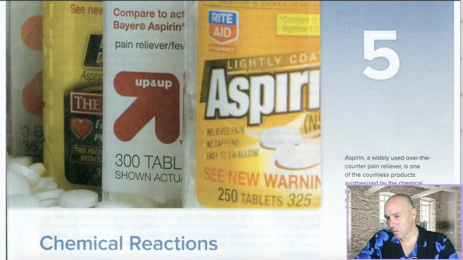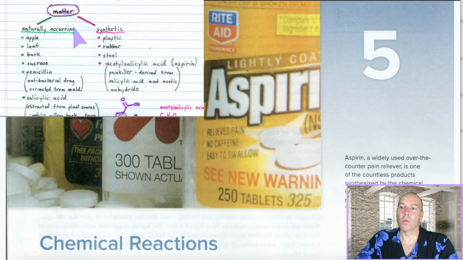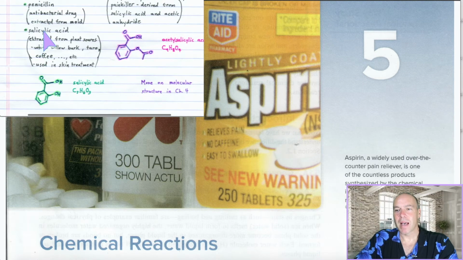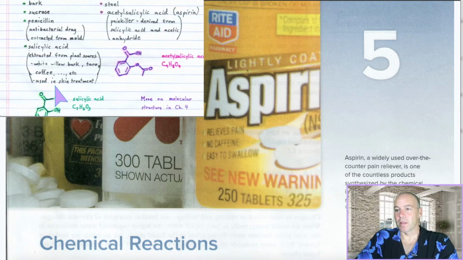And in fact, if you go back to our very first lecture, where we divided matter into naturally occurring substances and synthetic substances, one of the examples was salicylic acid. And this is the precursor to aspirin. Salicylic acid is extracted from plant sources like white willow bark, taro, coffee, etc., and it's used as a skin treatment. But if you take this naturally occurring substance and you do a simple reaction on it, if you just react it with either acetic acid or acetic anhydride, then you generate the drug aspirin.